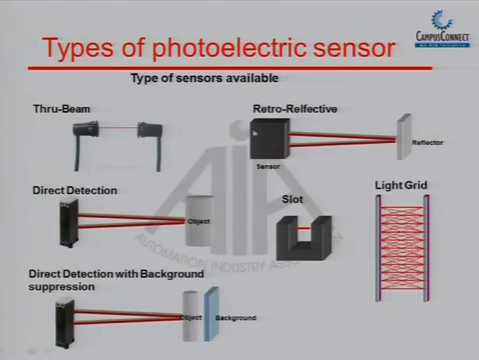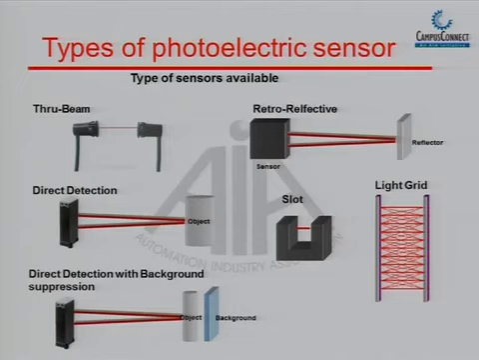The second type of sensors we call retroreflective sensors. That means a single sensor will have a transmitter as well as a receiver, and you need to have a reflector in front of it. That means the light has to get reflected back from the reflector. Again, anything that obstructs the light from falling back will give an output.